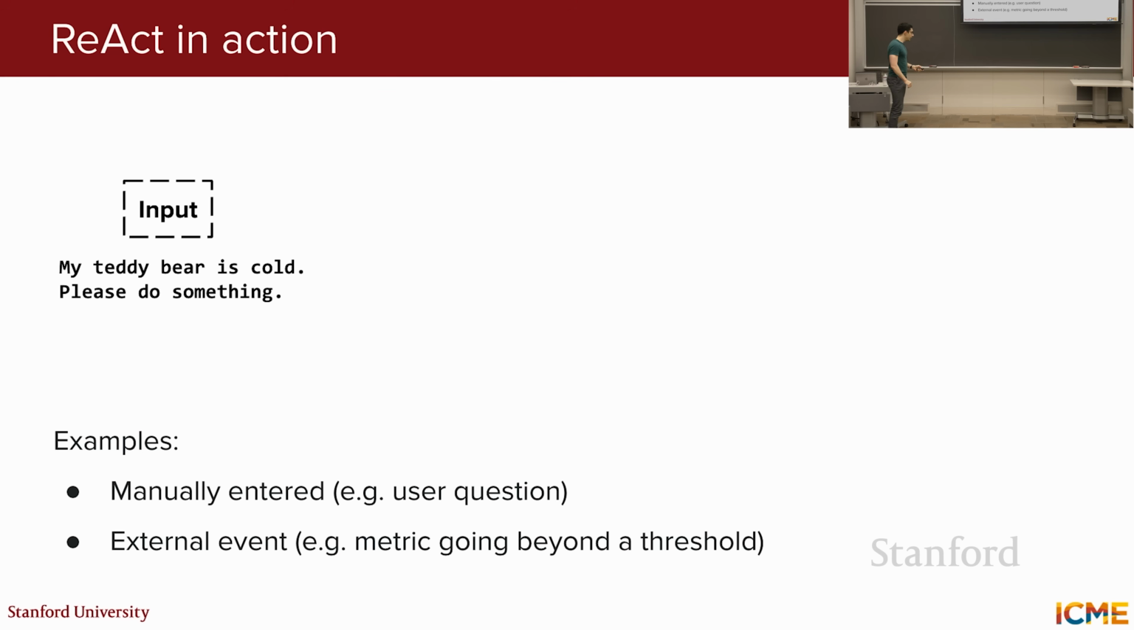So let's ground this on a very specific example. To be in the theme of these days' weather, it's starting to become a bit cold, and our teddy bear might be cold in its home. So let's have that as an input: my teddy bear is cold, please do something. And let's see what an agentic workflow could do about it.